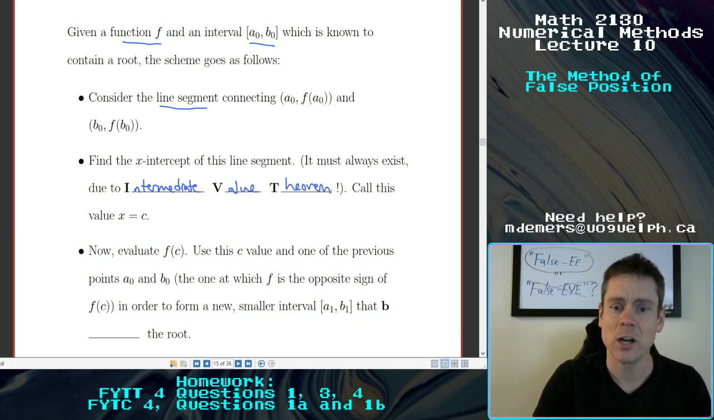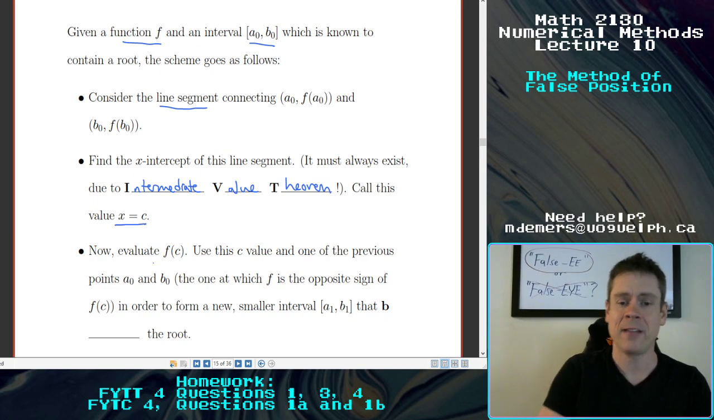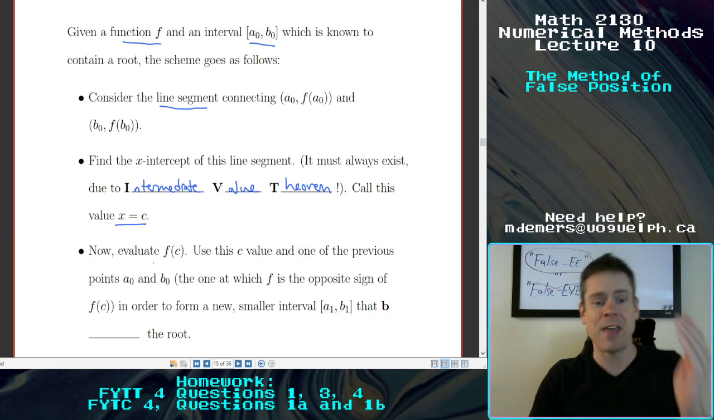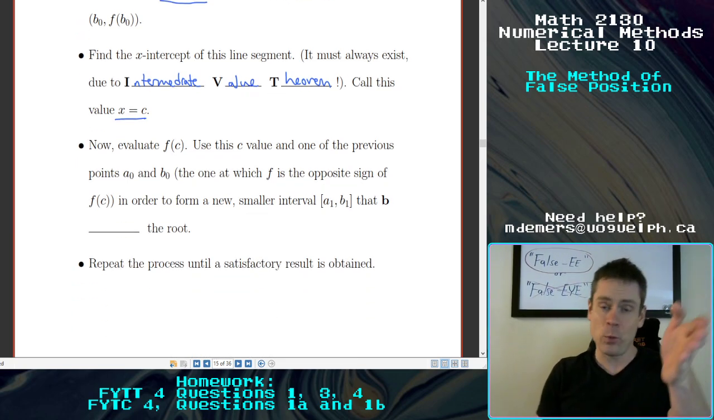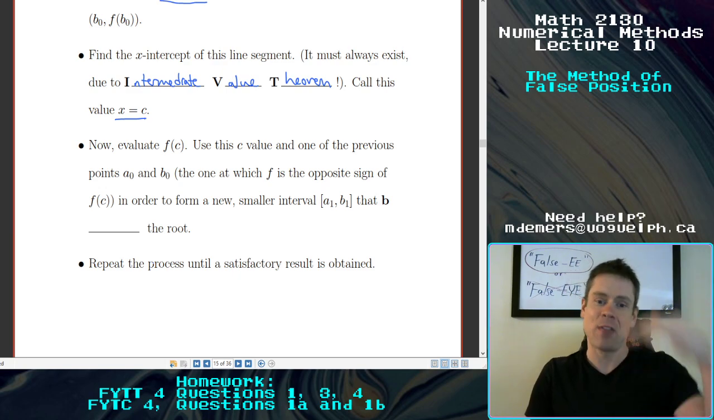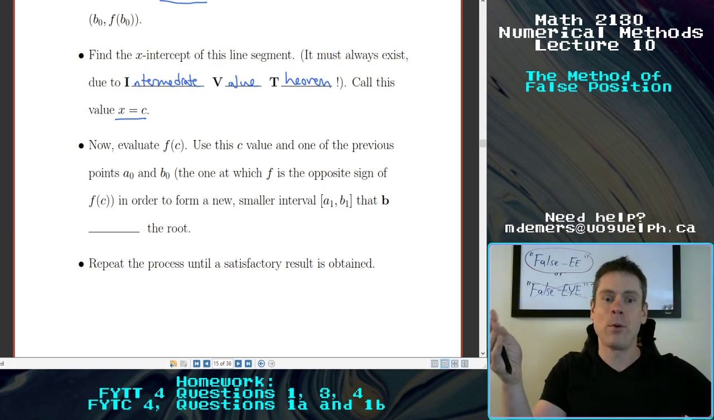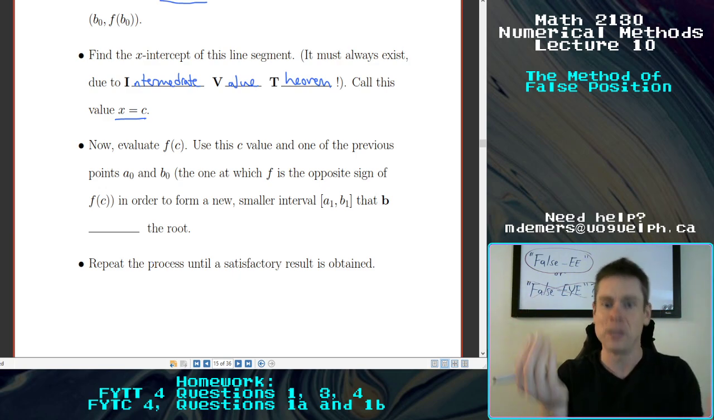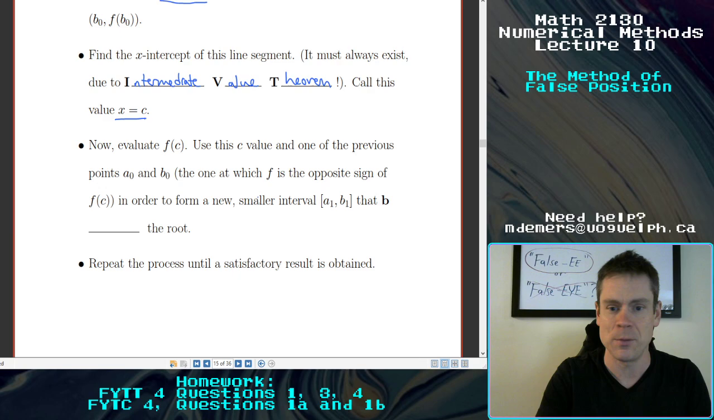Okay, we're going to call that point x equals c, and we're going to evaluate f of c. We'll use that c value, at which the function will be either positive or negative, and the one endpoint at which f is of the opposite sign, to get a new smaller interval that brackets the root. This should be a, b, or c, b, that brackets, like this.